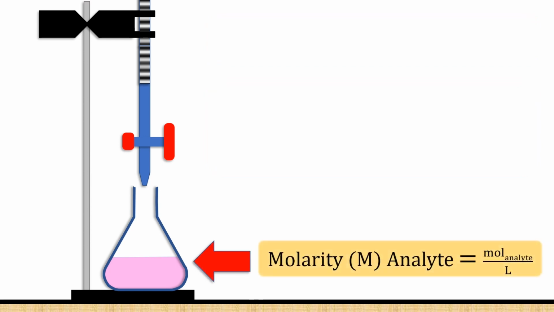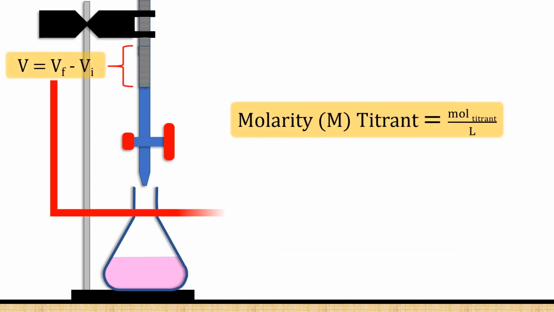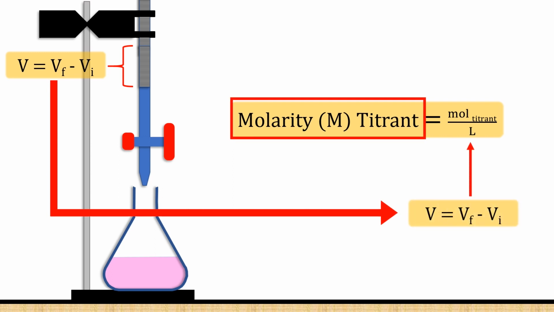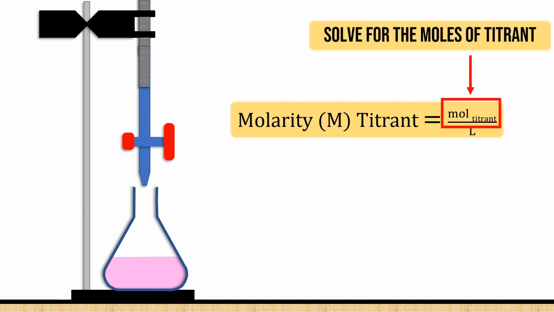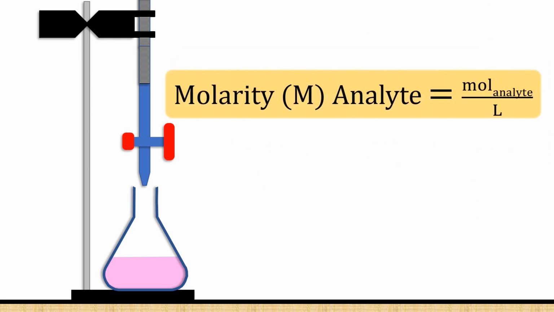The analyte is the solution of unknown molarity, but we do know the volume that we started with. And we also know the volume and molarity of the titrant used in the reaction. Therefore, we can solve for the moles of the titrant used in the reaction. We can use the balanced equation to convert the moles of titrant used to the moles of analyte present in the original unknown solution. And finally, we can solve for the molarity of the analyte by dividing the moles of analyte by the volume of the unknown solution used.